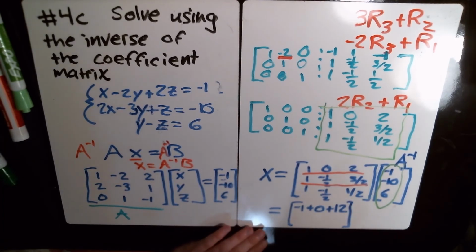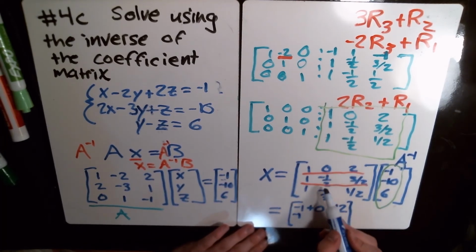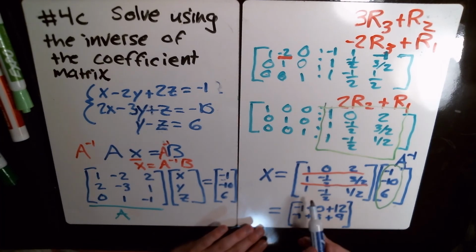And then, what have we got on the second row? 1 times negative 1 is negative 1. Negative 1 half times negative 10 is positive 5. 3 halves times 6 is 9. Okay, and then lastly, 1 times negative 1 is negative 1. Negative 1 half times negative 10 is 5 again. 1 half times 6 is 3.